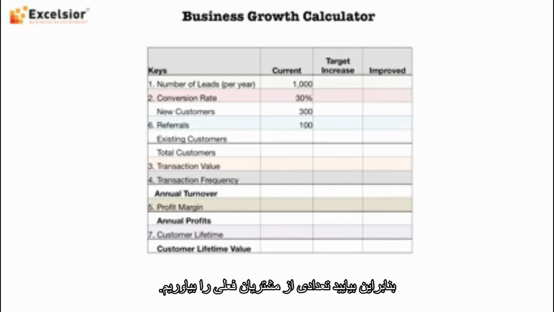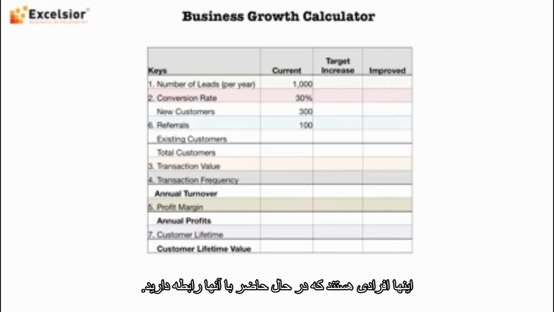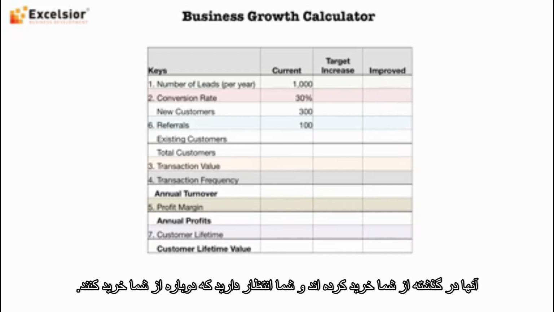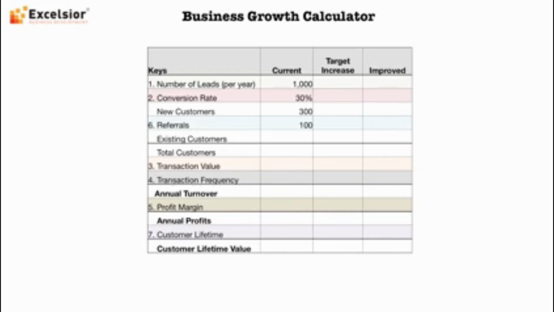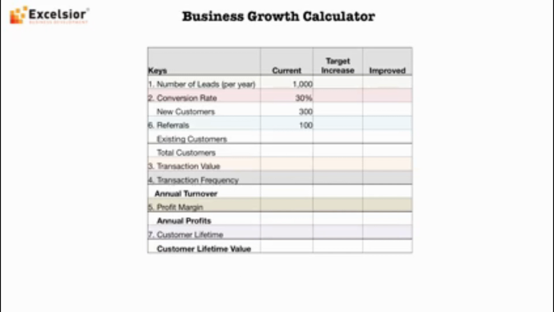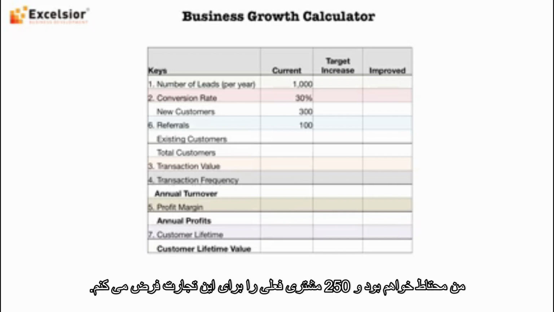So let's bring in some existing customers. These are people you have a current relationship with. They've bought from you in the past, and you expect them to buy from you again. In the example, we expected a customer lifetime of 3 years, which means that every year you're adding new revenue to your customer base. I'll be prudent and assume 250 existing customers for this business.